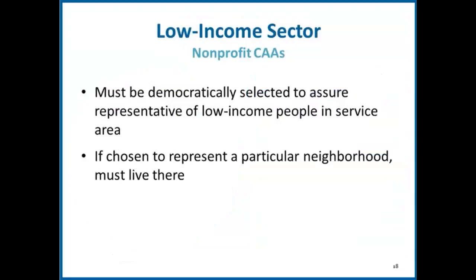All right, so let's focus in a little bit more on recruitment for your board members with low incomes. I think this is often where agencies run into some challenges. So just some quick reminders that your representatives from the low-income sector must be democratically selected to assure that they are representative of low-income people in your service area. I'll talk in a little bit more detail in just a second about what those requirements are for democratic selection. And of course, a reminder that if they are formally chosen to represent a particular neighborhood, they must live there. But again, more broadly, I think that the folks who are representative of the low-income community don't necessarily have to be people with low incomes, although that is best practice. And we'll talk in a little bit more detail about how to make sure that you are filling these slots correctly.